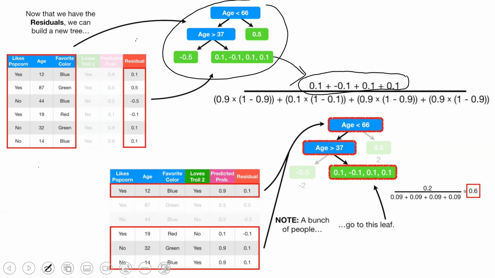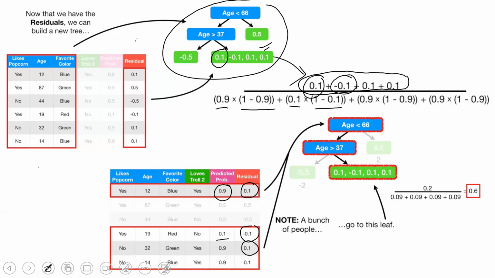Now, for this particular sample, what is the previous probability is what we have to understand. If you look at this, these four samples fall at this particular leaf. For this 0.1 residual, the previous probability is 0.9. So previous probability into 1 minus previous probability. For minus 0.1, the previous probability is 0.1. So probability into 1 minus previous probability.